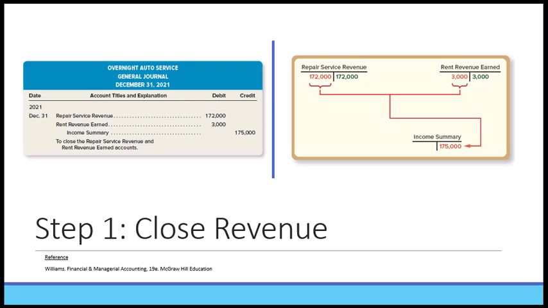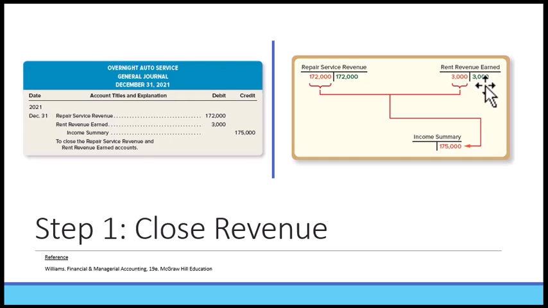When we are closing accounts, I always say that you have to think of it this way, okay? What would it take to get rid of a credit balance of $172,000? We want to zero it out. What would it take to zero that out? Well, it would take the opposite, okay? If we have a $172,000 credit balance and we want to zero that out, we're going to have to post a debit of $172,000.